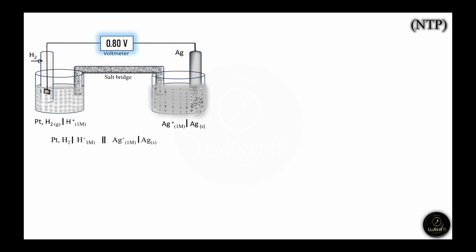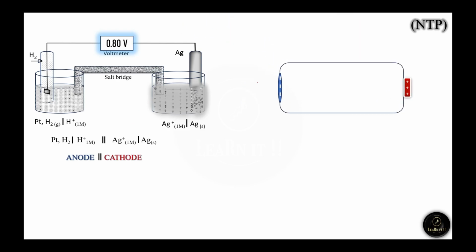This cell is represented by platinum, which is in contact with hydrogen, which is in contact with H plus, which are connected to a salt bridge, which are in contact with silver ions whose concentration is 1 mole, then silver, which is solid. So here hydrogen acts as an anode, silver acts as a cathode.